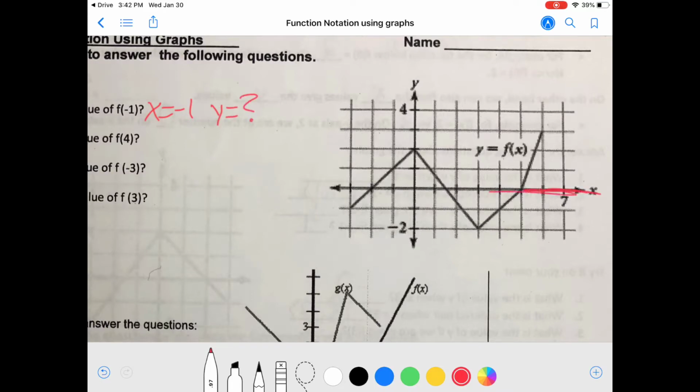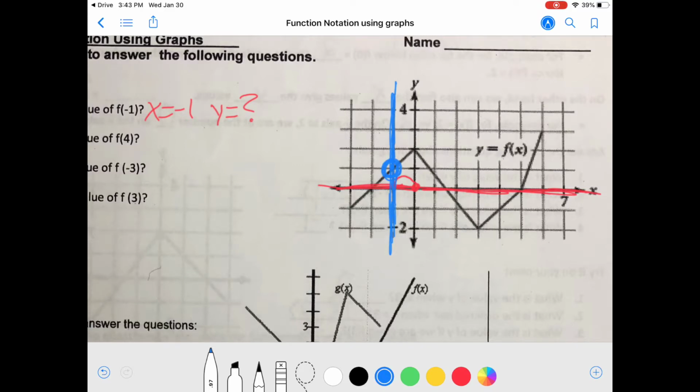So the x-axis is the horizontal line. Starting at the origin, I'm going to go over to the left 1, and I'm looking at this line right here. Let me do that in a different color. So I'm looking at where x is -1, what is y? There's only one spot that crosses when x is -1. That is that spot right there that I just circled.